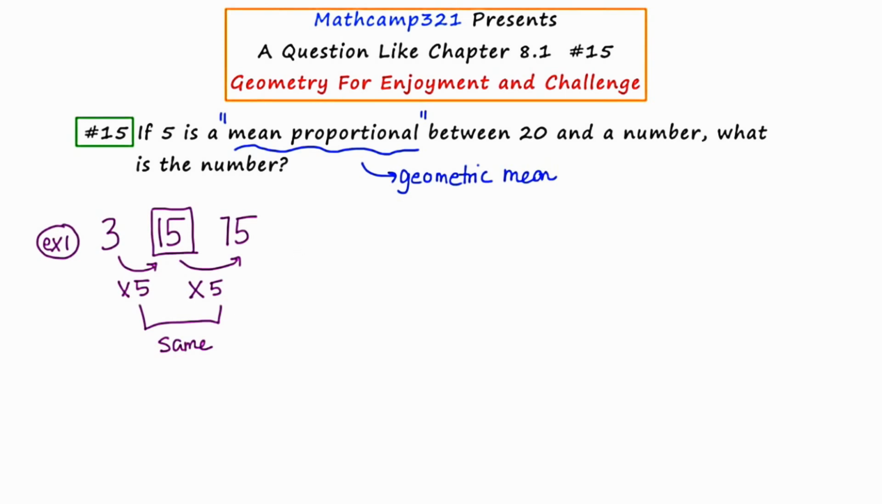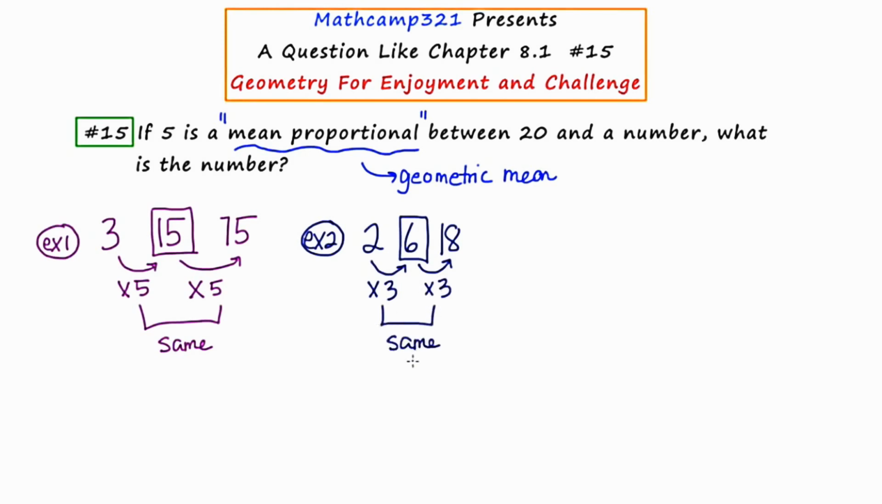Let me give you another example. Let's consider the numbers 2, 6, and 18. We can say that the number 6 is the geometric mean or the mean proportional between 2 and 18. Again, using multiplication, to get from 2 to 6 we multiply by some number, and in this case it happens to be 3. To get from 6 to 18, we multiply by some number, and it happens to again be 3. Since these two multipliers were the same, we know we've got a situation where we have a geometric mean. So 6 is the geometric mean or the mean proportional between 2 and 18.